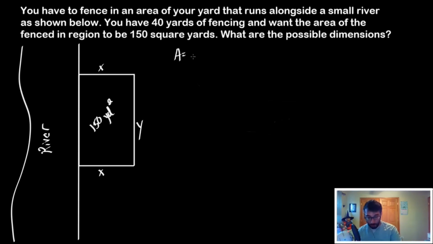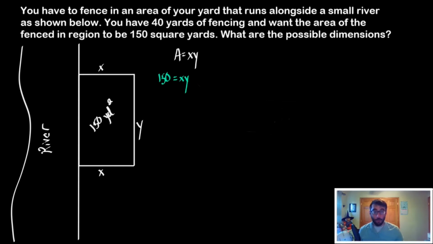I know that we want the area to be 150 square yards. Well, area is found by multiplying the length and the width. So I know one of my equations is going to be 150 equal to X times Y.